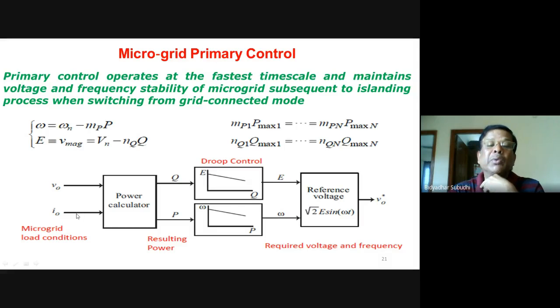So then what you do here in a microgrid control is that the V0 and I0 are the load conditions from the microgrid. Those are used to calculate the active and reactive power. Then we employ droop control, where the active power is controlled to control the frequency, and reactive power is controlled to control the voltage. And then we get the respective voltage and the frequency. Thereafter, you get the reference required voltage and frequency in response to the secondary control.